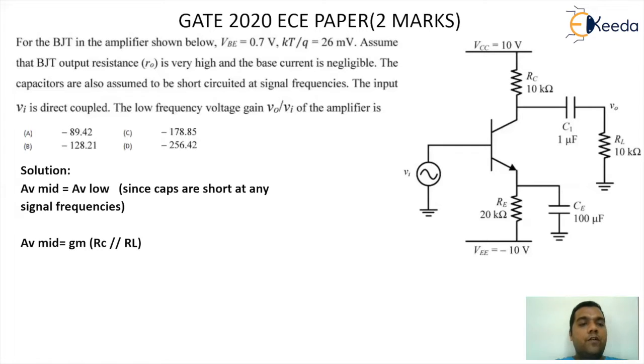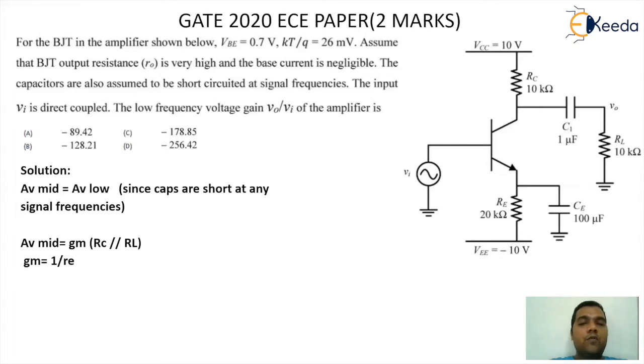So we are going for the gain calculation. The gain will come as gm into RC parallel RL. This is the magnitude of the gain, because now AV mid is equal to AV low, as the capacitors are going to work like short circuit. So for that, we need to get the value of gm. As I was discussing, for any gain calculation, we need to go for the AC analysis. During the AC analysis, we represent a device by its model, and for the model, we require the model parameter. So we require the value of gm.